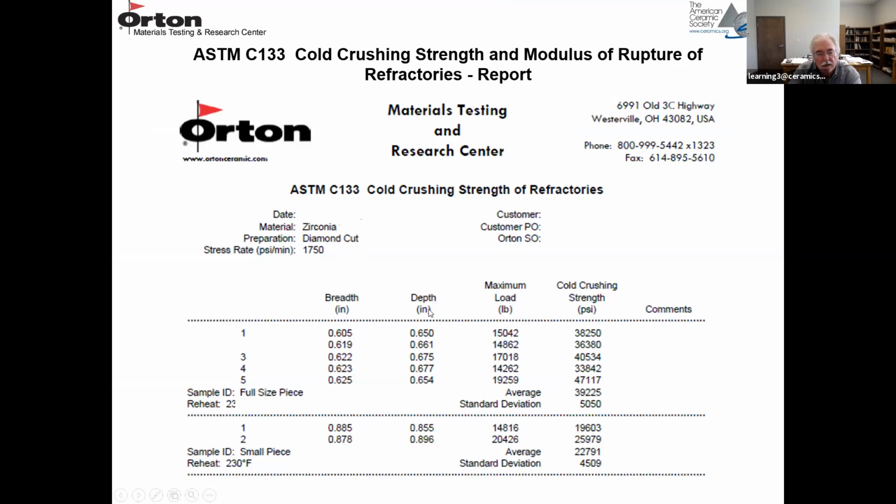So the cross section, breadth and depth, the maximum load in this case was about 15 to 19,000 pounds, and the calculated cold crushing strength averaged about 39,000 PSI. And the standard deviation is always high on these tests. This is about 5,000 PSI. Strength tests on refractory materials, whether it's compression or flexure, usually have a pretty high variation because they're heterogeneous materials. And then this one was just another material that was measured.